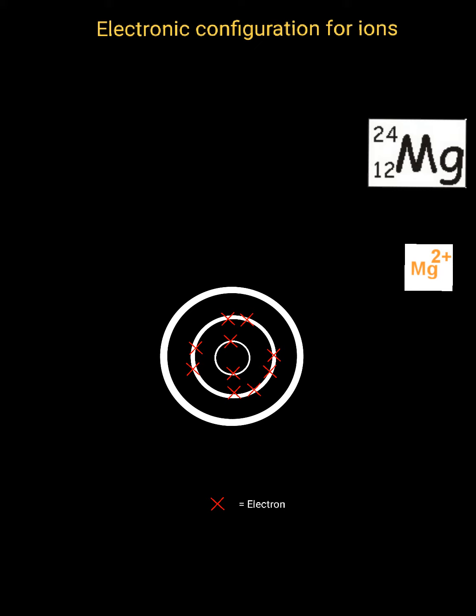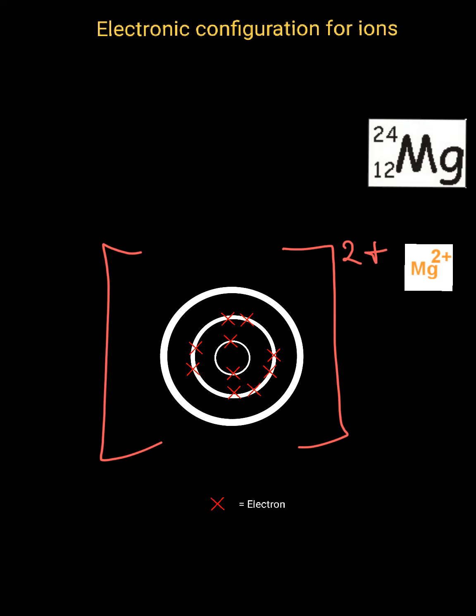Now, when you have an ion, it's good practice to put it in square brackets like this, and then you put the charge on the top right hand side outside the bracket. So in this case it's 2 plus, so I put a 2 here and then plus. So always the number first and then the charge.